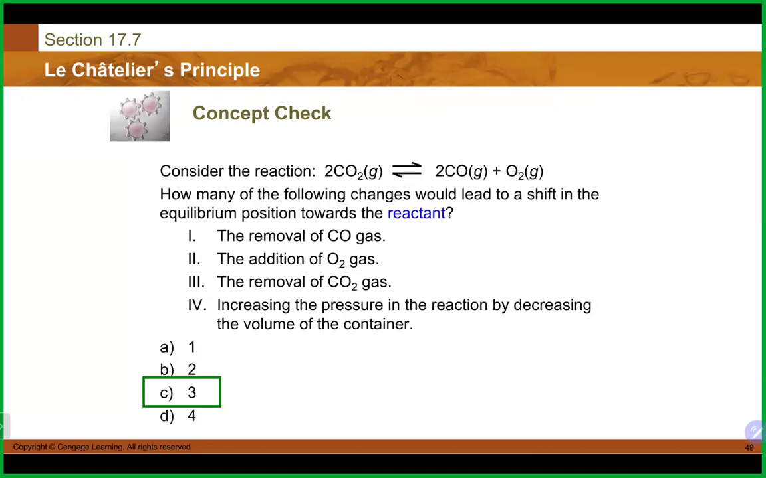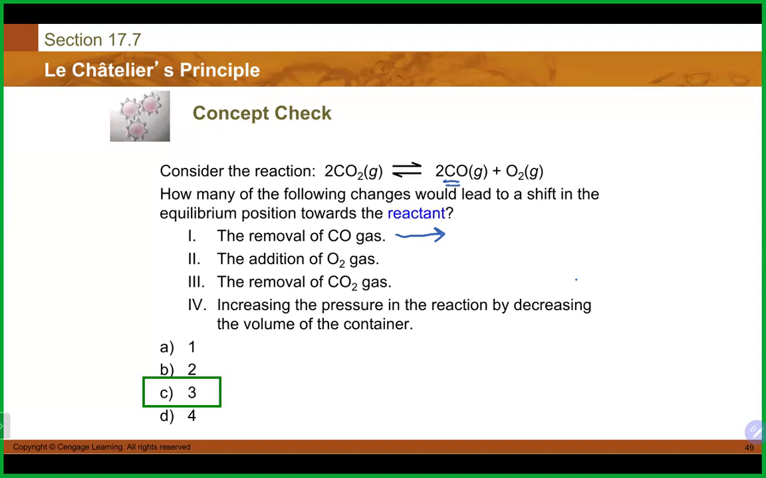All right, let's take a look at this one here. Consider the reaction. How many of the following would lead to a shift in the equilibrium towards the reactant side? So why don't we just go through them and see what will happen. In this case, we're going to remove CO. So CO is a product. When we remove it, it should go towards it, and it would cause the equilibrium to shift to the right. So that definitely is not going to the reactant side.